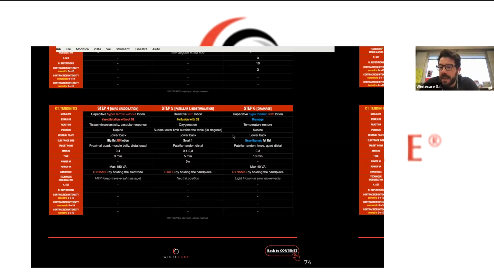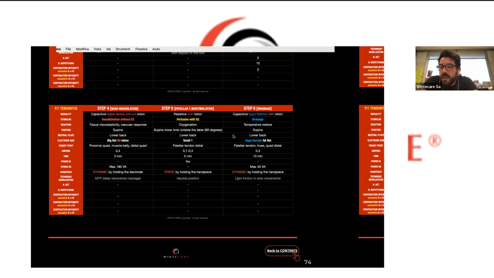0.3 ampere for 10 minutes. So we need some time here. Why? Because the amount of energy is not so big, so we need to wait for the metabolic response of the tissue. Maximum 40 volt ampere. So if it's super inflamed, we go down, 10 volt ampere. If it's not so inflamed, we can go higher, 40 volt ampere.